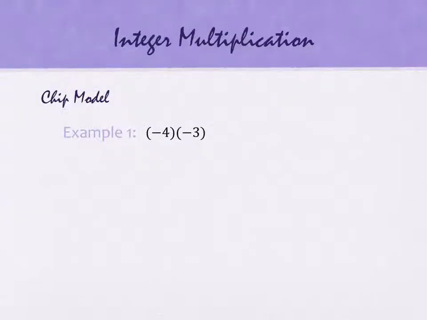So the first model that we're going to take a look at for integer multiplication is the chip model. Okay, so the chip model, I've got -4 times -3, and we're going to write a little bit of description surrounding this as to what we mean when we're multiplying these and looking at these in terms of these chips. So this -4 right here is going to be telling us that we are going to remove, like takeaway, 4 groups of whatever comes next. Okay? So this -4 means we're removing 4 groups of things. 4 groups of whatever comes next. And the whatever comes next is the -3.